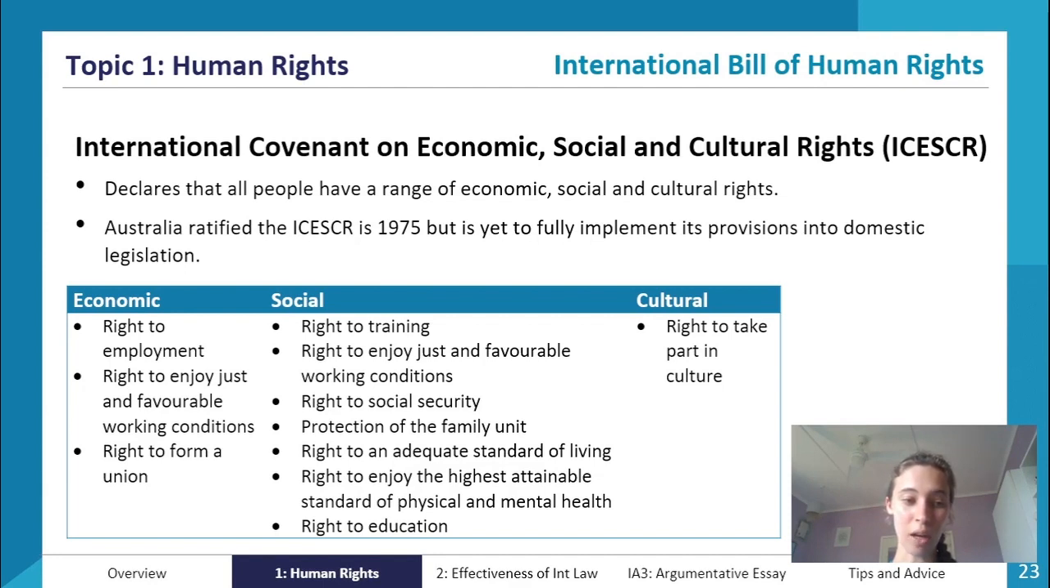We've got economic with employment, working conditions, and the right to form a union. And then cultural is the right to take part in culture. So Australia ratified that in 1975, but it hasn't implemented all the provisions in domestic legislation yet.